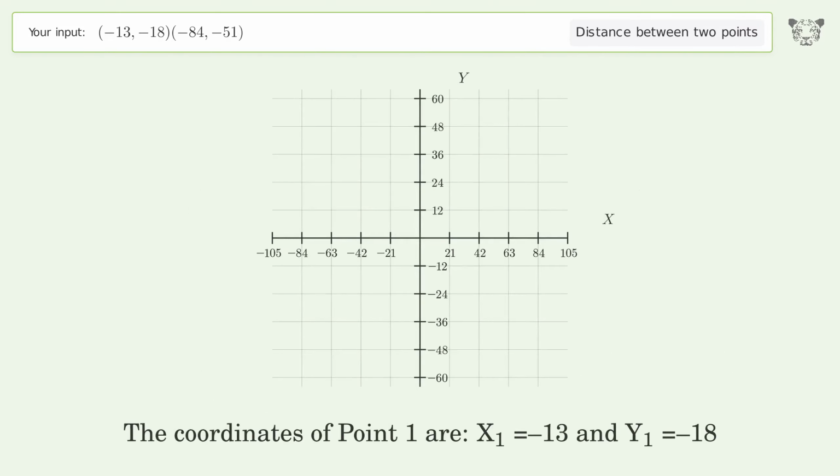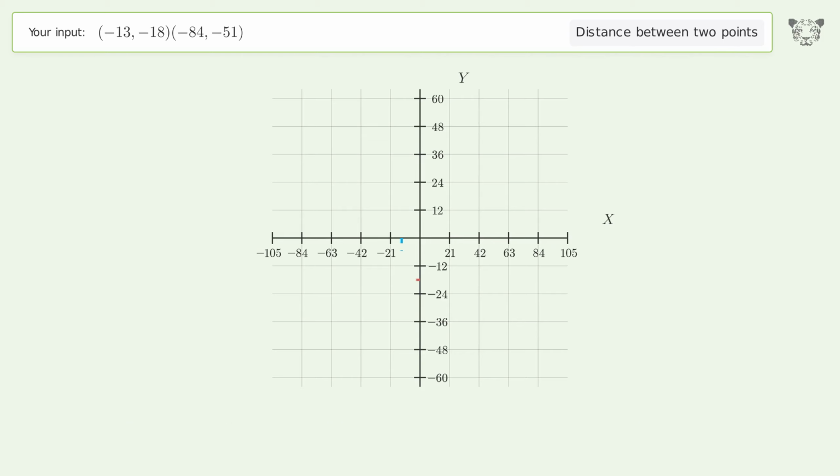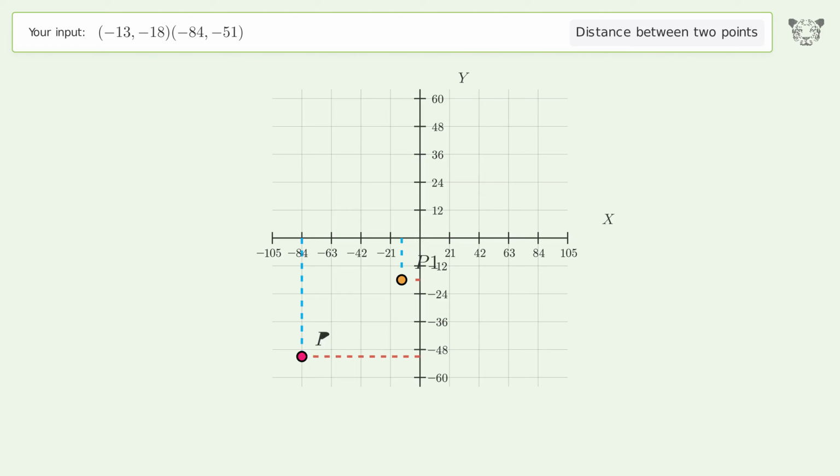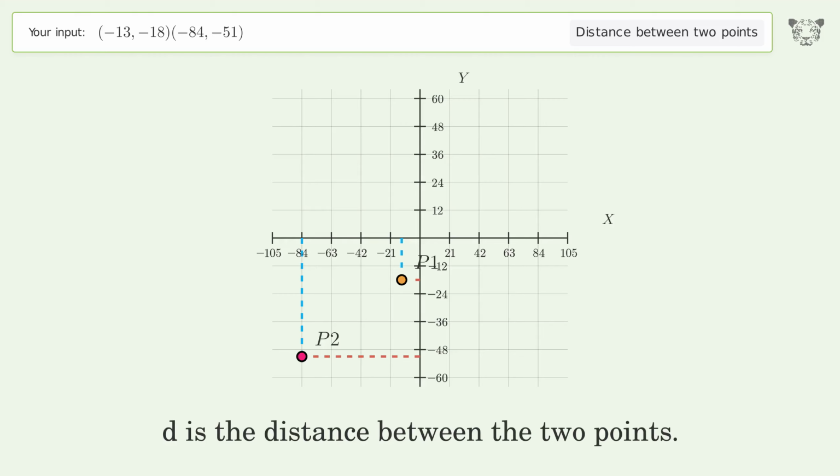The coordinates of point 1 are, x1 equals -13 and y1 equals -18. The coordinates of point 2 are, x2 equals -84 and y2 equals -51. D is the distance between the 2 points.